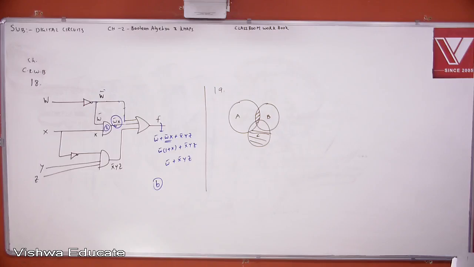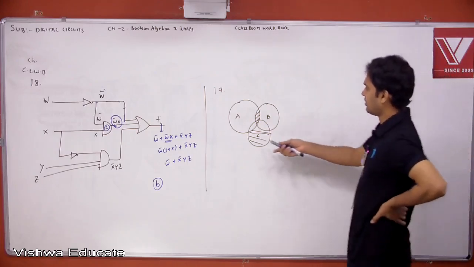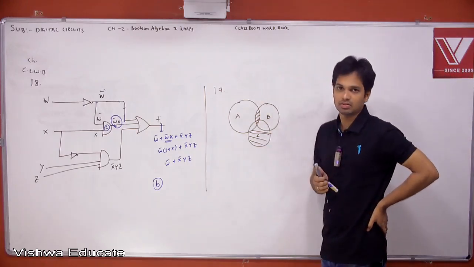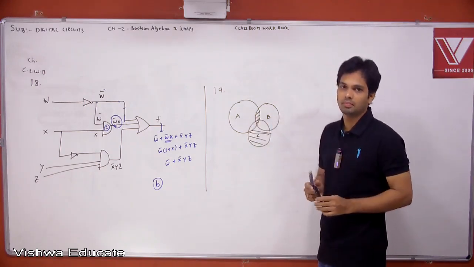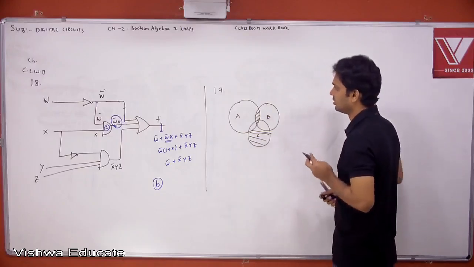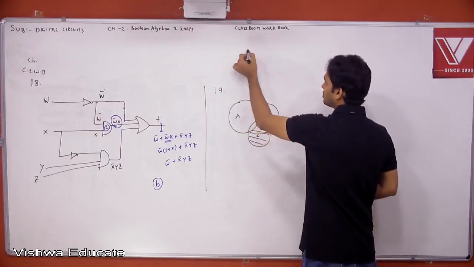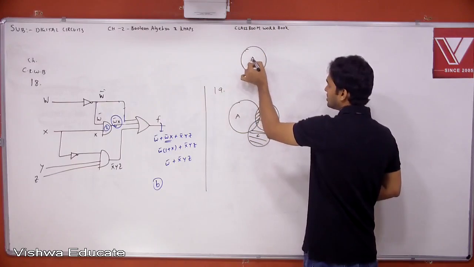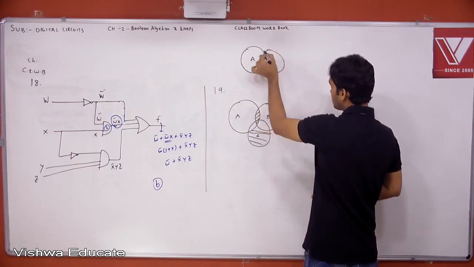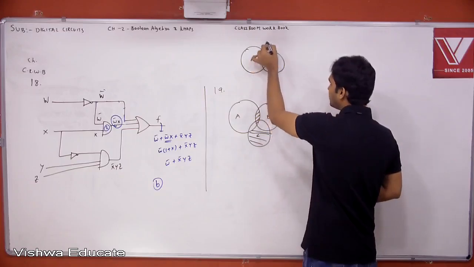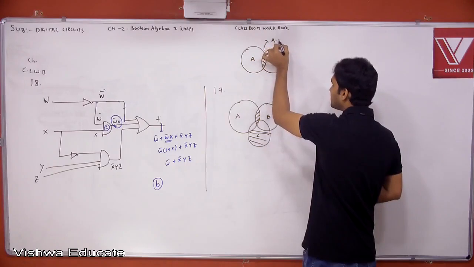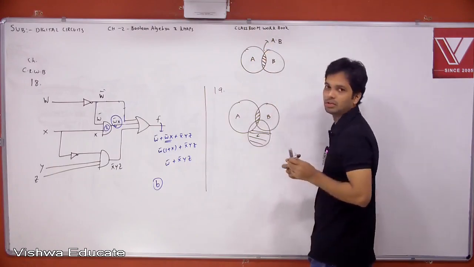See here. In question number 19, he has given the Venn diagram. He is asking for the expression for this. Before going to this question, let us have some basic understanding. Suppose in this Venn diagram, this is indicating A. This is indicating B. This common area between them is also called A intersection B or A into B.